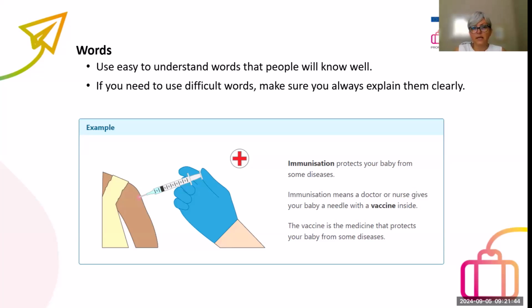Just as you can see in this example in the slide, immunization protects your baby from some diseases. Immunization means a doctor or nurse gives your baby a needle with a vaccine inside. The vaccine is the medicine that protects your baby from some diseases. Immunization is a difficult word. I myself even had to check how to pronounce it. Yes, because I didn't know. So I guess it might be a difficult word for a user with intellectual disability. So it is important to explain what it is.